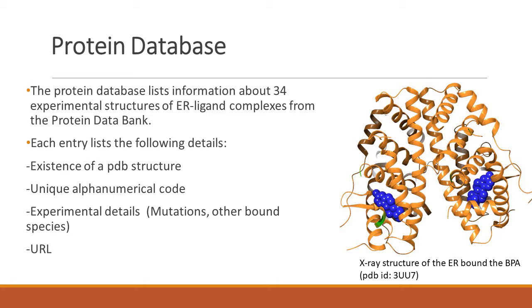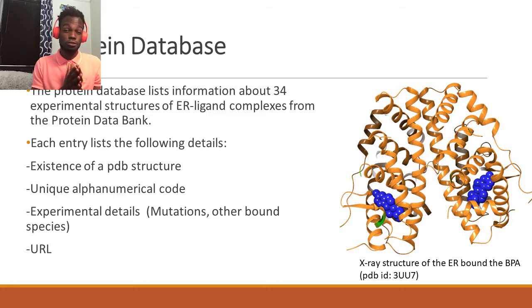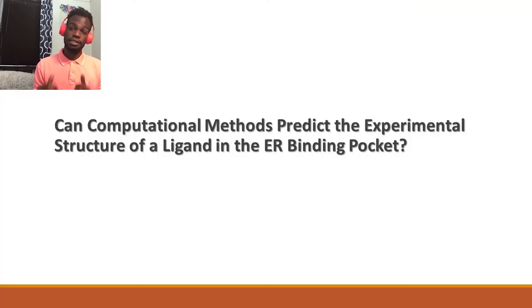The protein database has a weakness, however. Though we have approximately 200 compounds, only 14 unique structures were found to be resolved and present on the protein databank. This begs the question: can computational methods predict the experimental structure of a ligand in the ER binding pocket? Well, yes, it can.